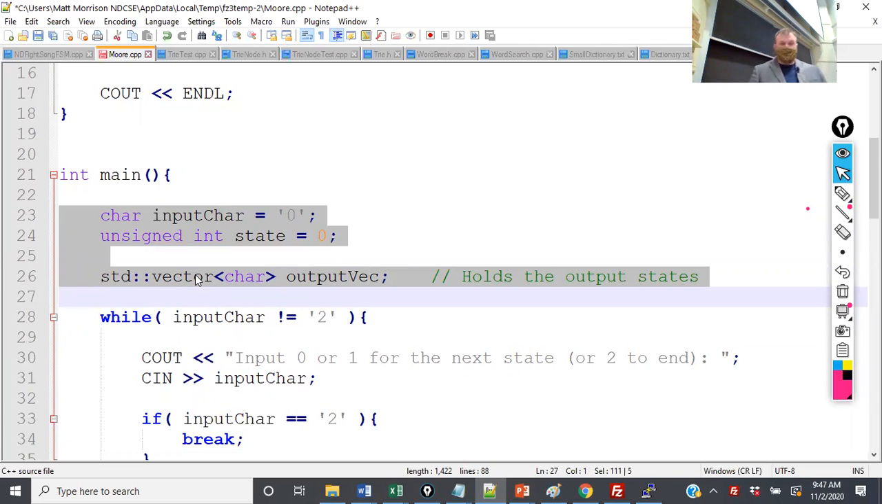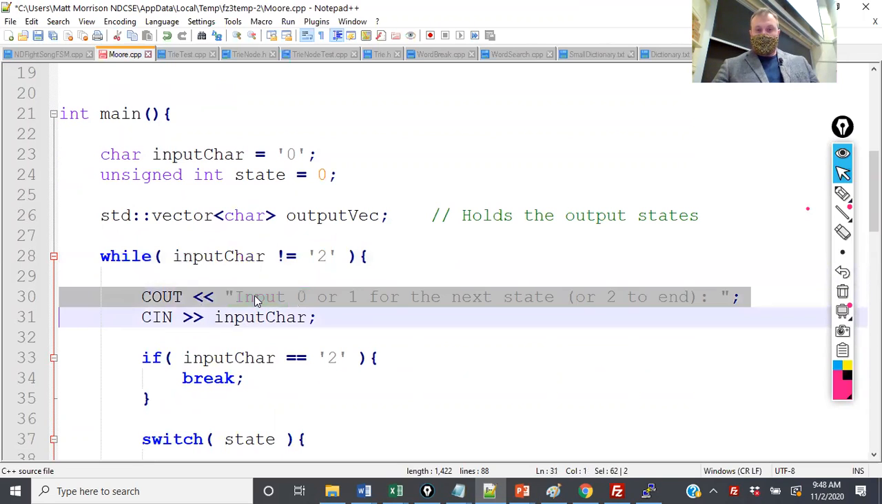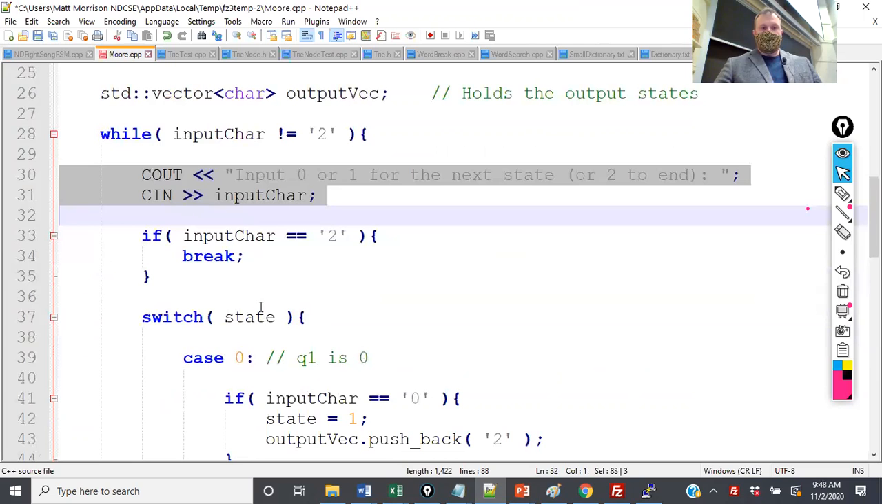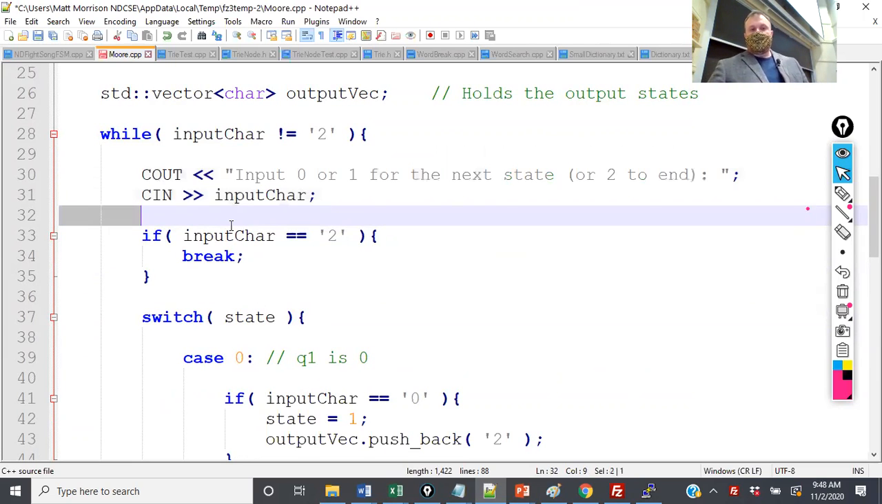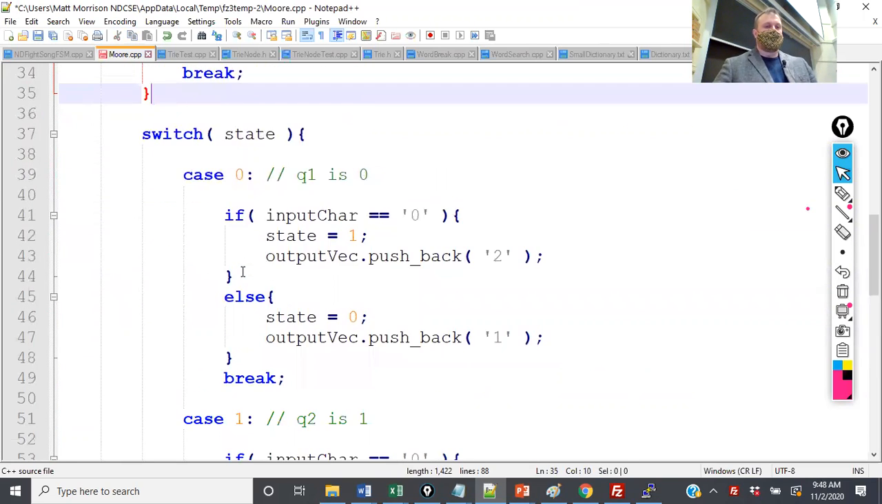And so with a while loop, I'll say, while input char does not equal 2. I'm going to either say 0 or 1 with a valid input, and now use 2 to end the program. Then I'll say input 0 or 1 for the next state, and then the usual input using standard cin. And if the input is equal to 2, then we're just going to break the while loop. Otherwise, we have our switch cases.